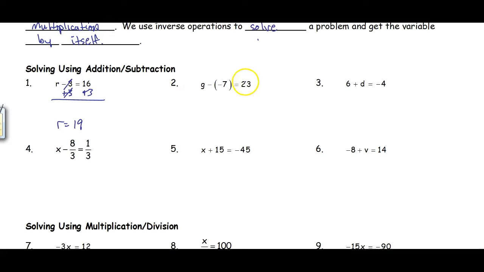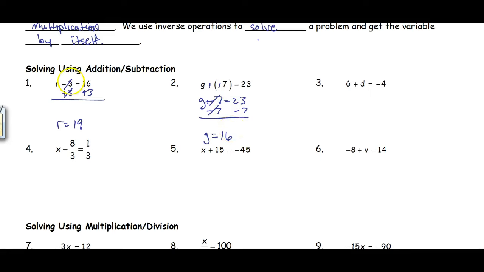Number 2, G minus negative 7 equals 23. Okay, this one's a little tricky, but if you use our rule, when you have two minus signs in a row, it turns into an addition. Really, it's G plus 7 equals 23. So now we have to get G by itself. What number is on the side of G? Plus 7, so we have to do the opposite. These cancel, you're left with G equals 16.